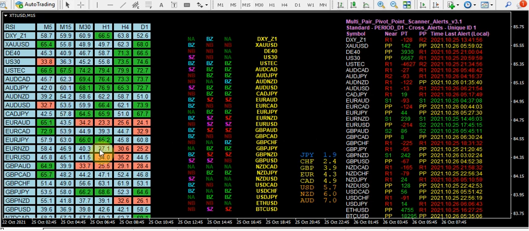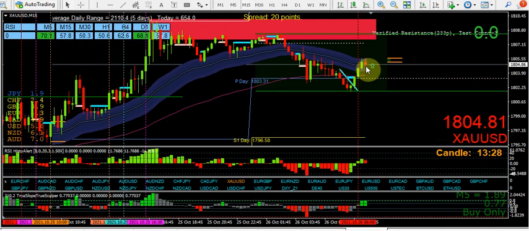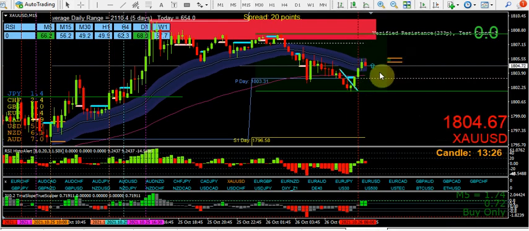I would expect potential pullbacks. Well, we have actually now had the pullback, in my opinion. This is the pullback. So we could quite easily continue on down.